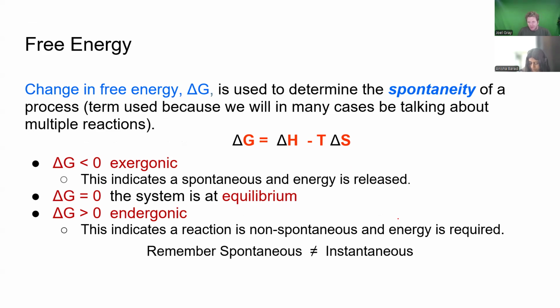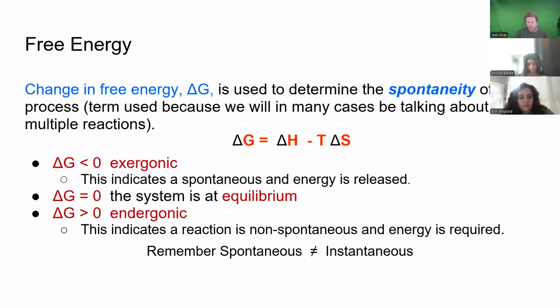Free energy change, delta G, that's where we're going to primarily be. The reason for that is because lots of what we'll talk about in this class, when it comes to biochemical reactions, we'll look at what's the delta G, what's the change in free energy. And we'll be able to look at it and say, well, is that reaction spontaneous or non-spontaneous? And we'll describe a reaction as being exergonic or endergonic.